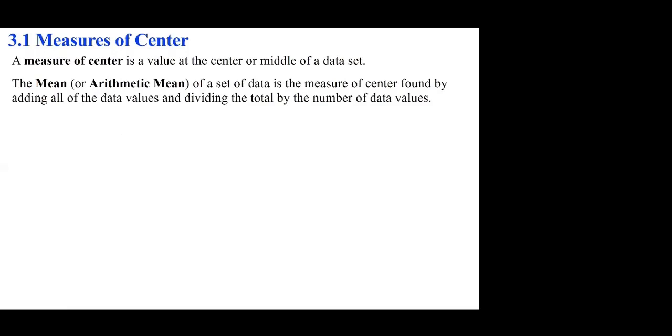Let's start with the one that I think everybody is familiar with, known as the mean or arithmetic mean. Sometimes it's referred to as the average, but normally in statistics we use the terminology the mean. So the mean or arithmetic mean of a set of data is the measure of center found by adding all of the data values and dividing the total by the number of data values. Simply put, add them up, divide by size.